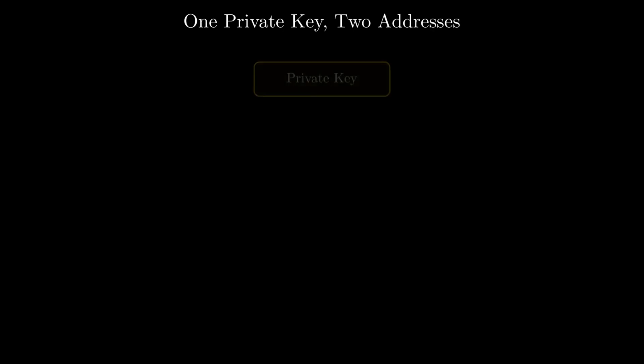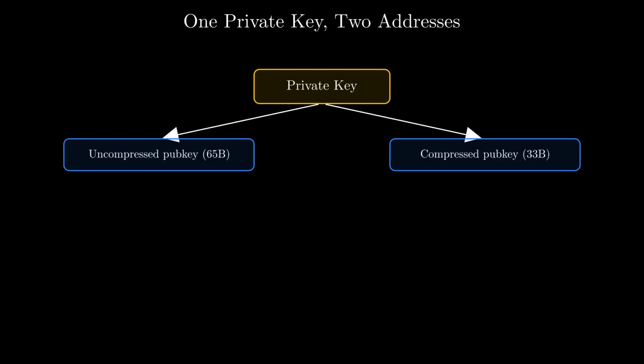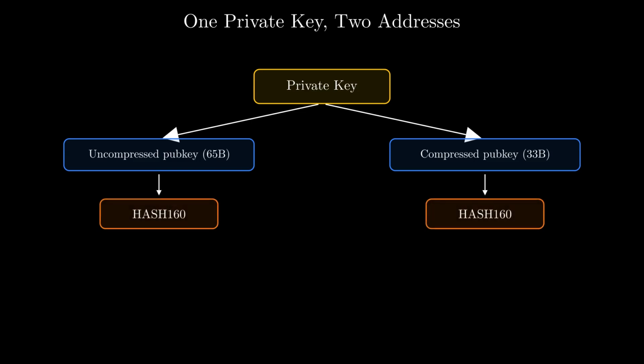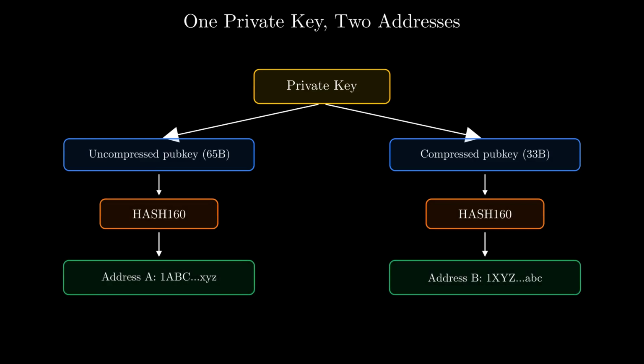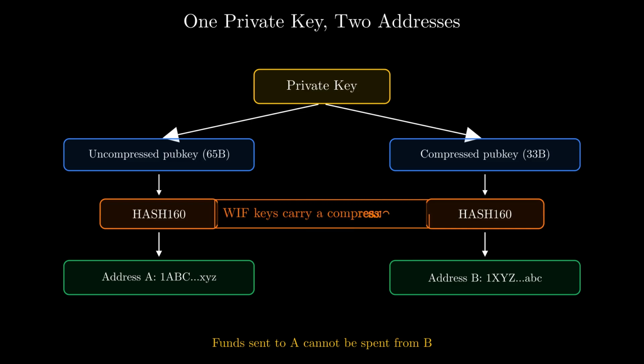Here's the catch that trips people up. The address is derived by hashing the public key bytes. Compressed and uncompressed encodings are different byte strings, so they produce different hashes and therefore different addresses. One private key generates two valid addresses depending on which encoding you use. Funds sent to one address cannot be spent from the other without knowing the correct encoding. This is why WIF private keys carry a compression flag. Wallets need to know which address family to scan when recovering funds.